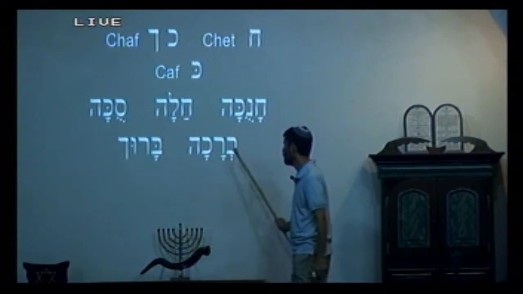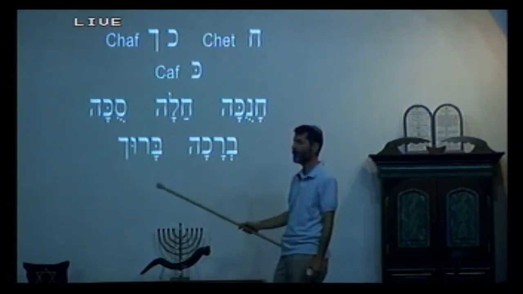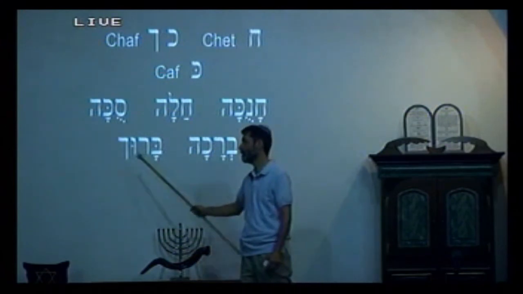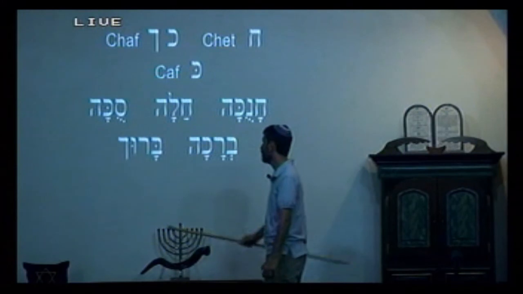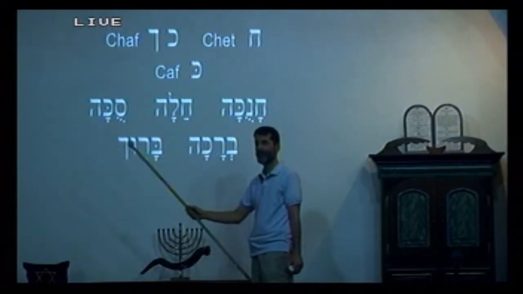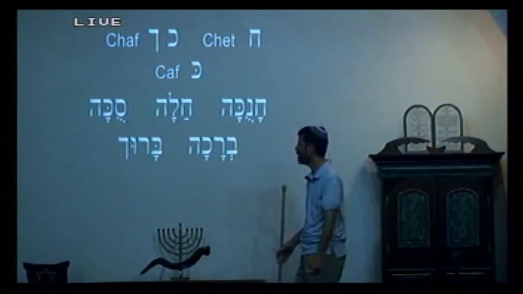So very similar root, similar sounds. Those are similar words. We say the blessing of someone, and we say, blessed are you. You are blessed, right? Blessed are you. Baruch. Very good. That's our round Baruch, the ch sound.